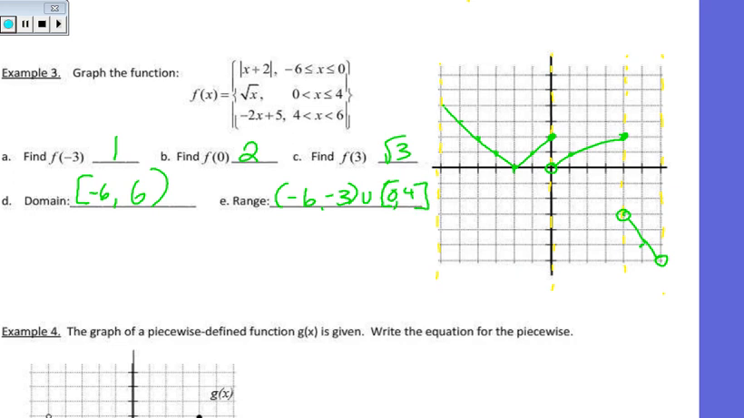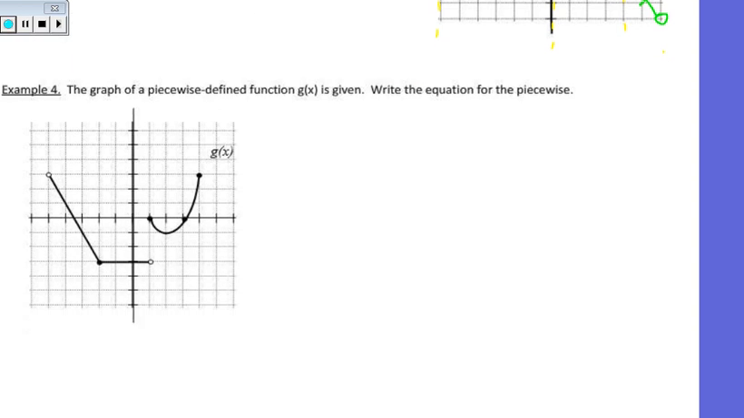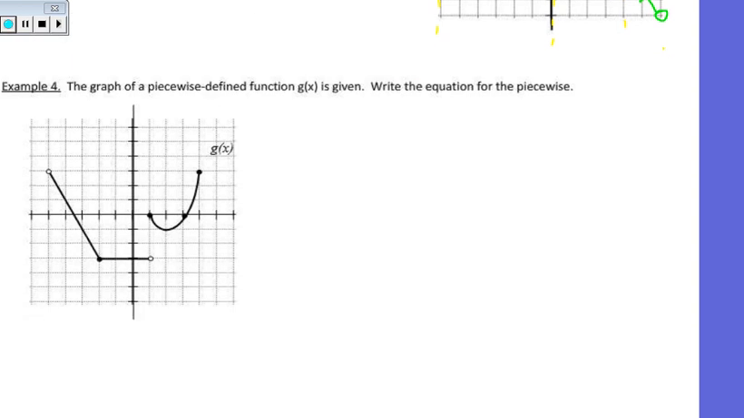Okay, let's move on to example 5. Now we're just going to go backwards. You need to write the piecewise function. You could call it g of x according to the instructions here. So I like to go in pieces, just kind of moving left to right.